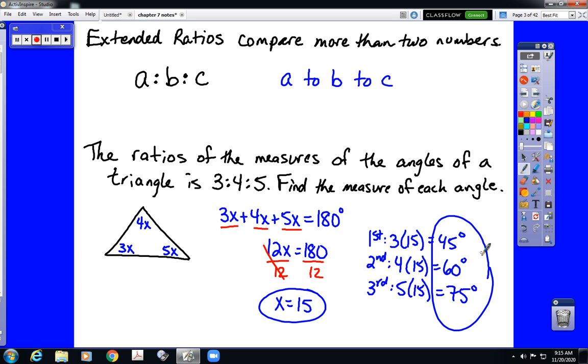At this point, you should pause the video and try the next example. Please be careful, as it is not an angle measure problem, so those will not add up to 180 in the next problem. They will add up to something else, you're going to have to think. So pause the video and try it. If you get stuck, then resume the video. That's fine, but please try the next example before you continue.